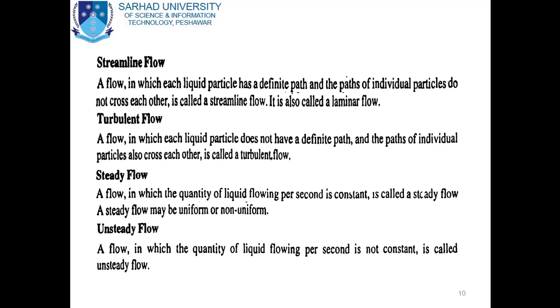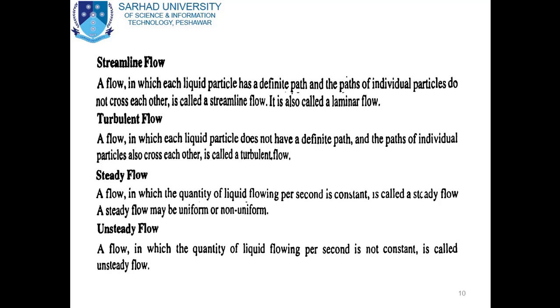The next type is streamline flow. A flow in which each liquid particle has a definite path and the paths of individual particles do not cross each other is known as streamline flow, and it is also called laminar flow. The other type of flow is turbulent flow. A turbulent flow is one in which each liquid particle does not have a definite path and the paths of individual particles also cross each other. This type of flow is known as turbulent flow.